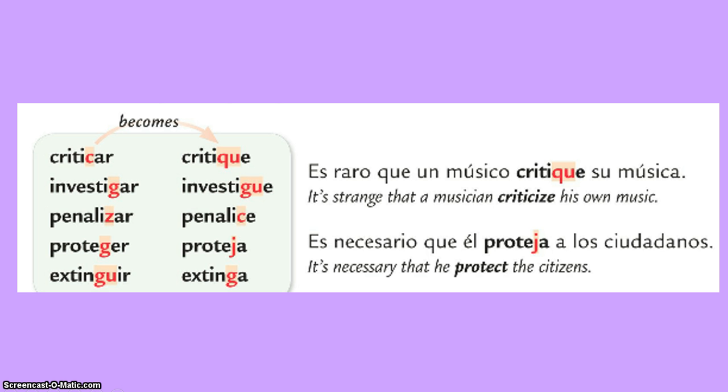So just know that a lot of times irregular verbs are going to continue to be irregular, even in the subjunctive mood. Aquí tengo dos ejemplos. Es raro que un músico critique su música, and es necesario que él proteja a los ciudadanos. Don't worry, we will be spending a lot of time going over this, clarifying, practicing, etc. Your main goal today is to understand how to form the subjunctive mood, and we will focus more on when you use it in the future.